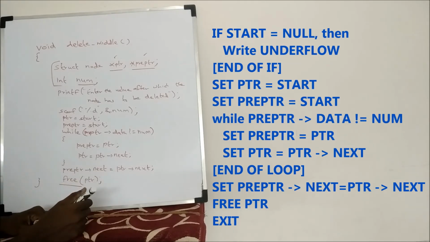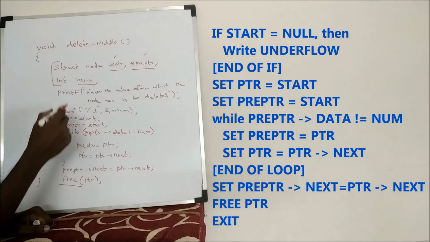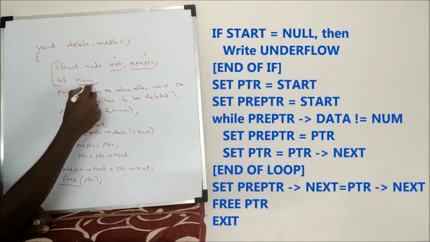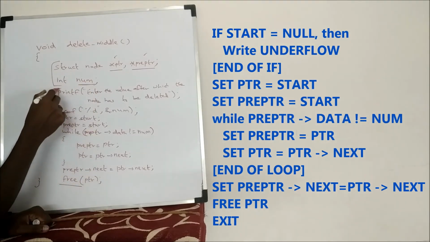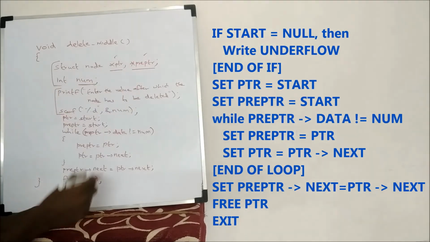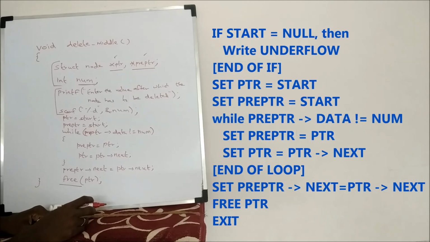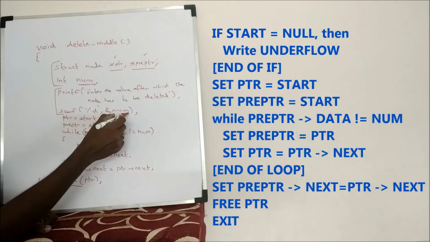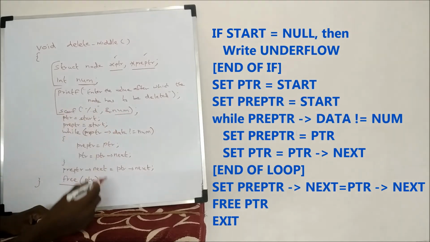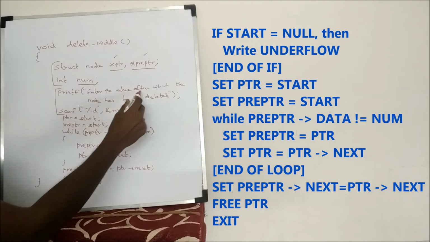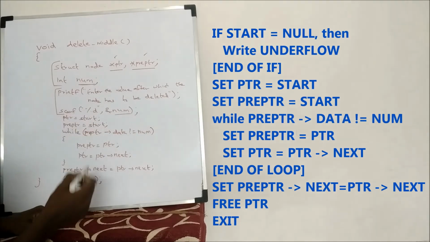Next in our algorithm, our process is we have to get the input for this NUM. Getting an input is not reflected in the algorithm because it is not necessary, but as far as our program is concerned, we have to get the input for NUM. What is this NUM? It is the value after which the node has to be deleted.